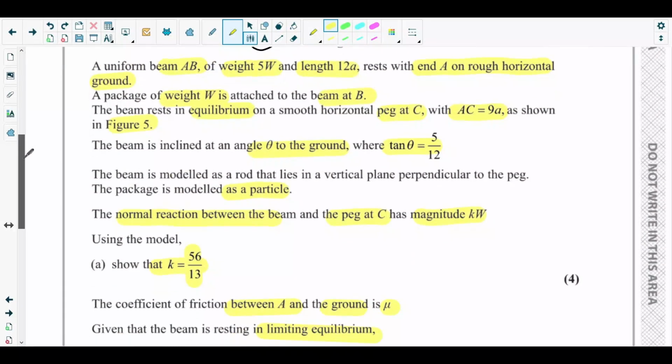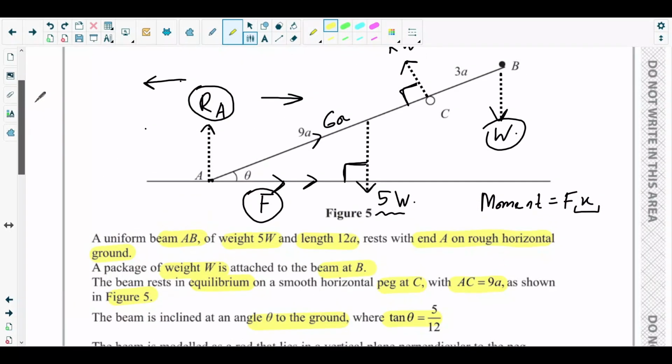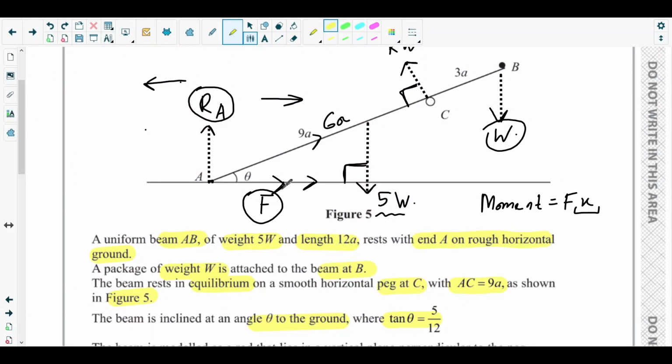Okay, so the beam is resting in equilibrium. So we could see that the friction is acting in this direction. So how do we figure out the direction of friction? Since there are no forces acting to the right, the beam will definitely tend to move to the left. Therefore the friction will act in the opposite direction, that is to the right.